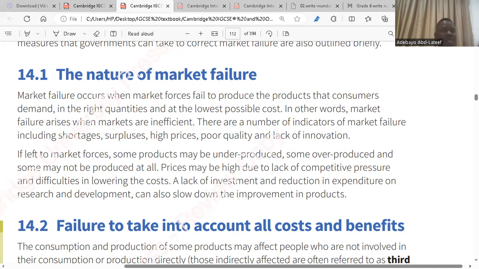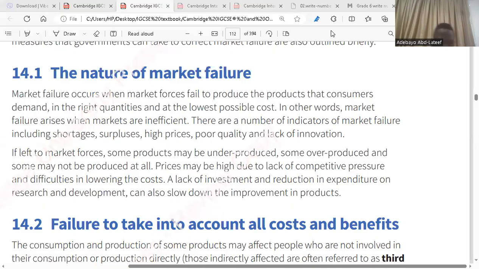High prices. Prices become unaffordable for consumers. It's a market failure. Poor quality. Customers' expectations are not met. So we talked about poor quality. And the last one we need to talk about is lack of innovation.